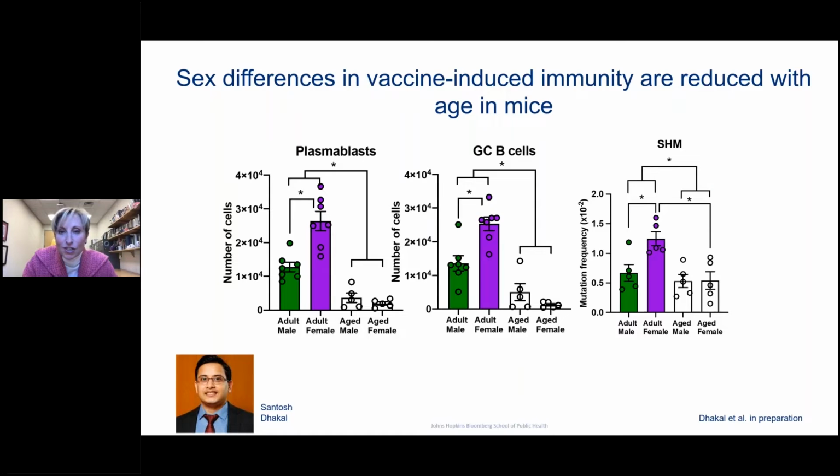This all changes with age, so this is very age specific. We only see the sex difference in numbers of plasmablasts, numbers of germinal B cells, and in the frequency of mutations, these somatic hypermutations, in young adult females. I see that the color disappeared from my slides, but you can see these are aged males, aged females. We lose the sex difference both in the frequencies of these cells as well as in the mutation frequencies.